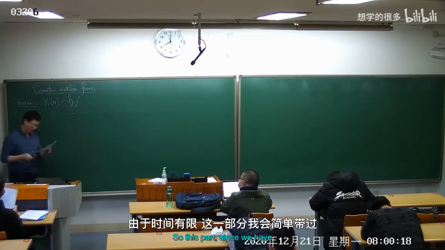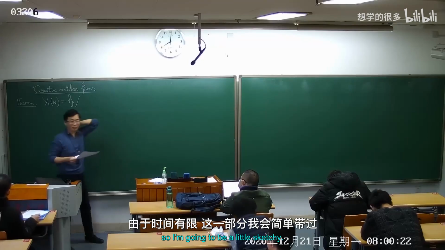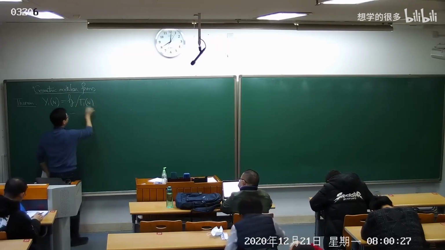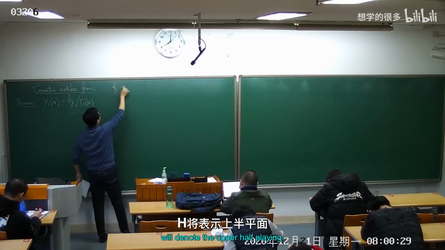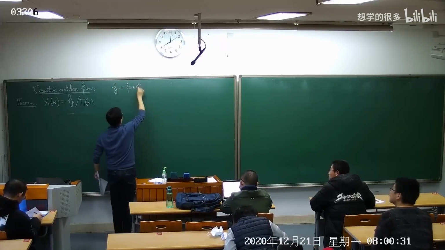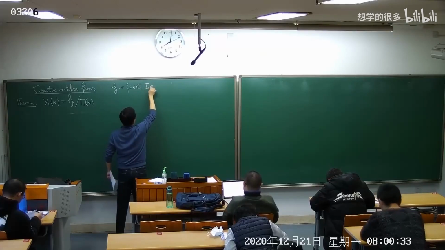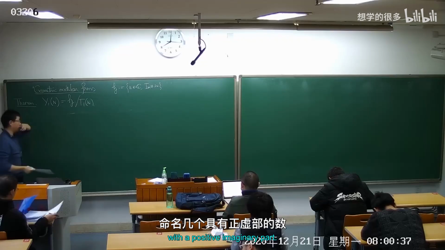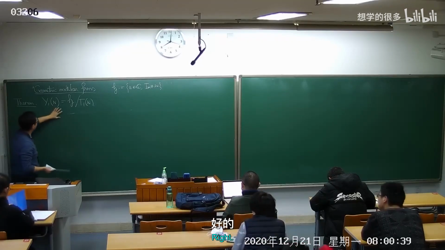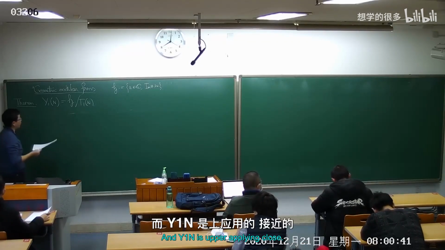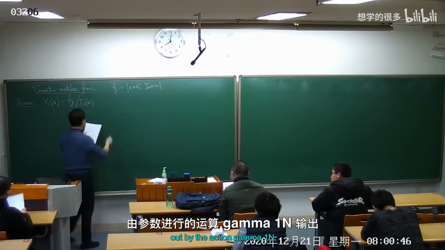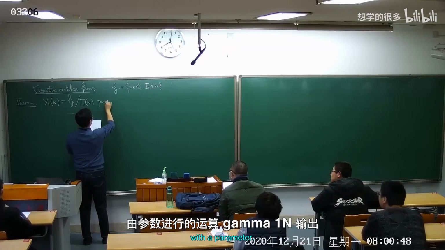Since we have only limited time, I'm going to be a little bit sketchy. So H will denote the upper half plane, namely the complex numbers with a positive imaginary part, right? And Y1n is the upper half plane quotient out by the action of gamma 1n.